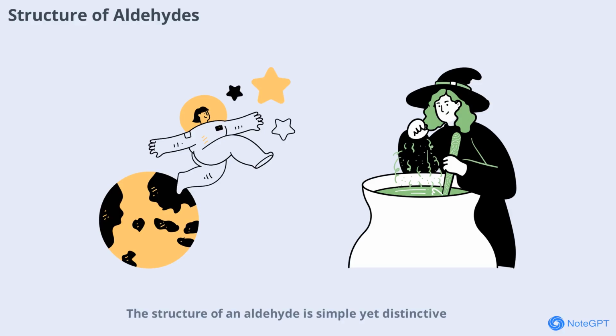The structure of an aldehyde is simple yet distinctive. The carbonyl carbon is double bonded to an oxygen atom and single bonded to a hydrogen atom, with the remaining bond connecting to an alkyl or aryl group. This arrangement makes the carbonyl carbon highly reactive, especially towards nucleophiles. The planar geometry around the carbonyl group also influences how aldehydes interact with other molecules. Understanding this structure is key to predicting their chemical behavior and reactivity.